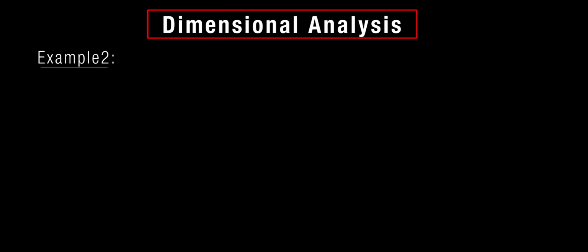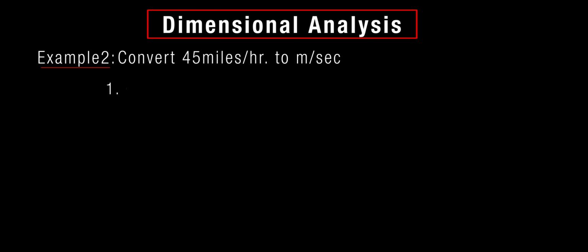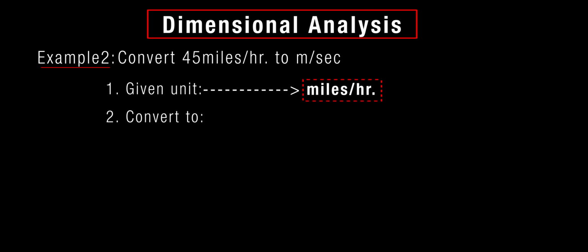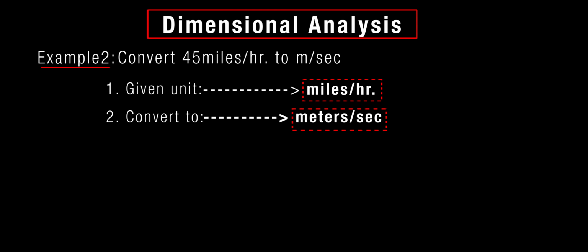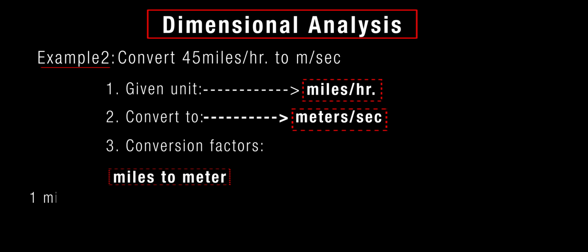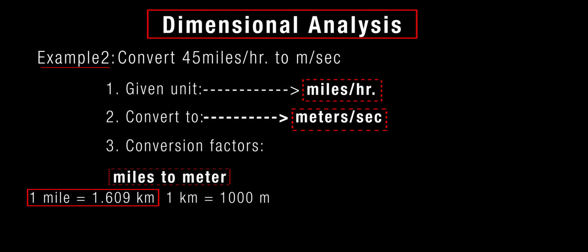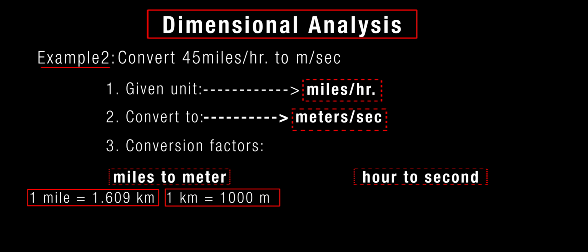Let's do another problem and convert 45 miles per hour to meters per second. In this problem, the given unit is miles per hour, and you need to convert it to meters per second. The conversion factors you need to know to convert from miles to meters are 1 mile equals 1.609 kilometers and 1 kilometer equals 1,000 meters. To convert hours to seconds, the conversion factors are 1 hour equals 60 minutes and 1 minute equals 60 seconds.